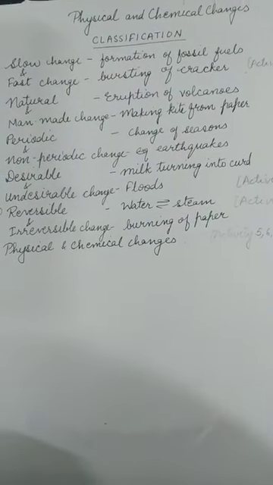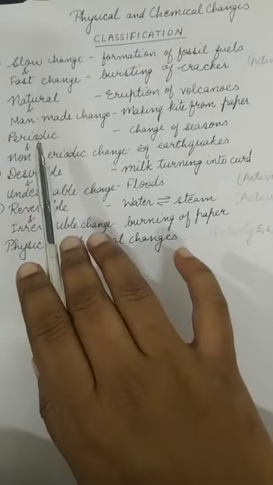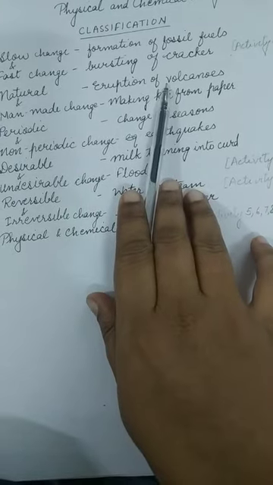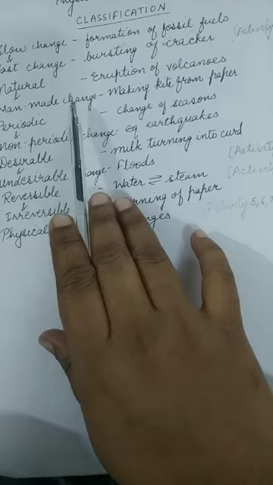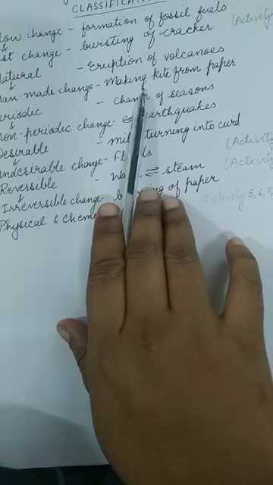The second classification is natural and man-made changes. Natural changes take place in nature by themselves. They occur, for example, we can take eruption of volcanoes. This is a natural change. Man-made changes, they occur due to efforts of human beings. Example, making a kite from paper.